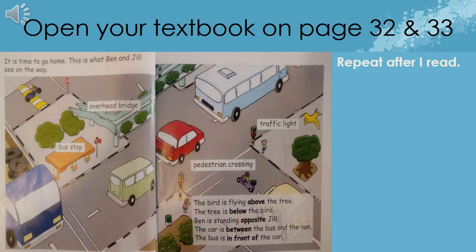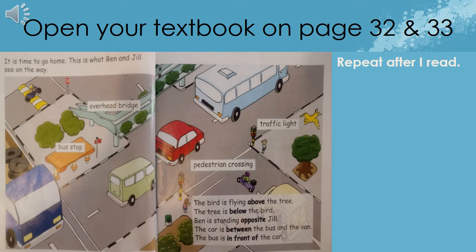Please open your textbooks on page 32 and 33. Repeat after I read. It is time to go home. This is what Ben and Jill see on their way home. Bus stop, overhead bridge, traffic light, pedestrian crossing.